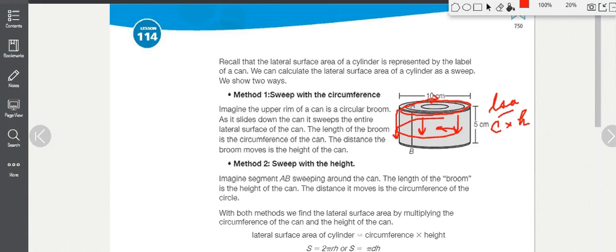You could also think of it as sweeping with the height. So AB is your broom that travels all the way around. So you take the length of the broom, which is AB, or the height, times how far it's traveling, the circumference. So it's just another way to understand why we find lateral surface area the way we do. And if you follow it at all, it's kind of interesting.